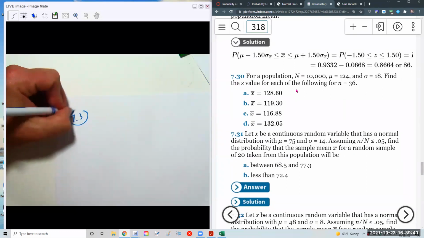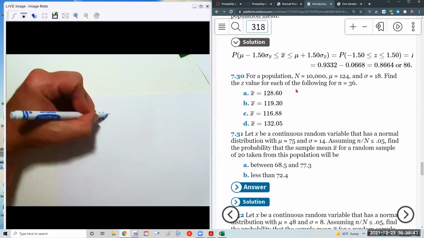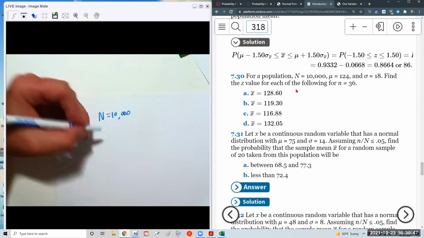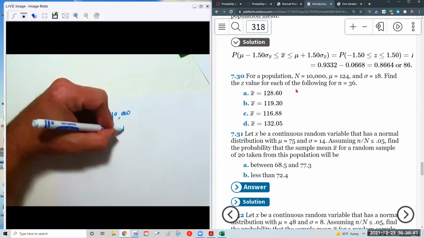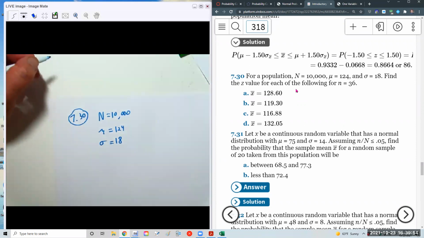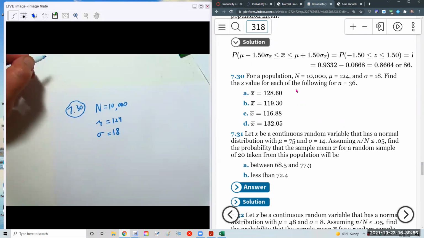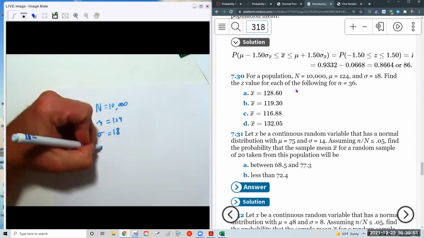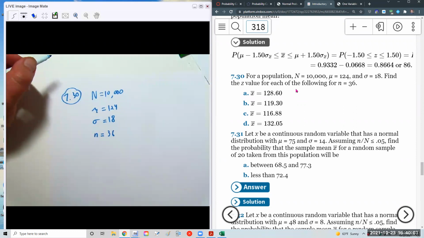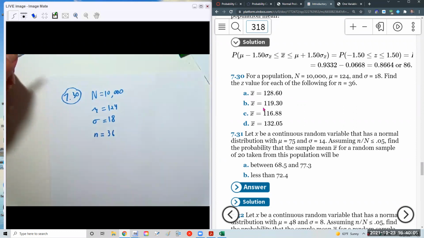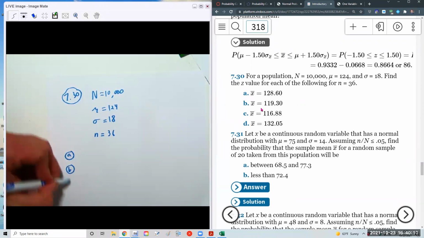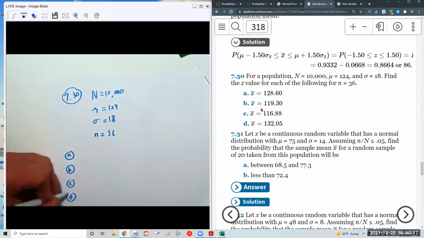Okay. Population size is 10,000. Okay, fine. Population mean is 124. Population standard deviation is 18. Okay, fine. Find the z value. Okay, so we're going to assume n is 36. And they want us to find the z-score of each one of these sample means. So for that, I would just use Excel since I can get the answers pretty quickly here.